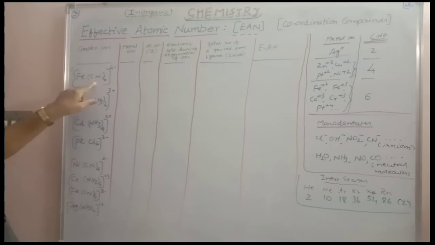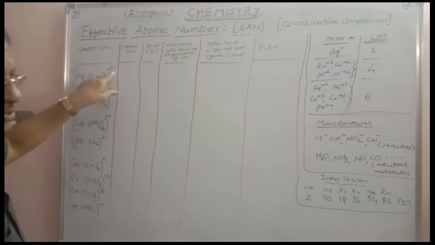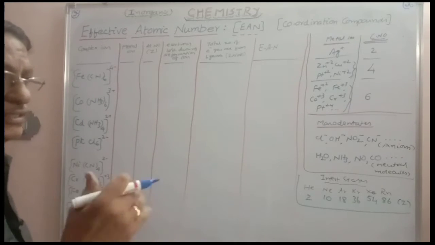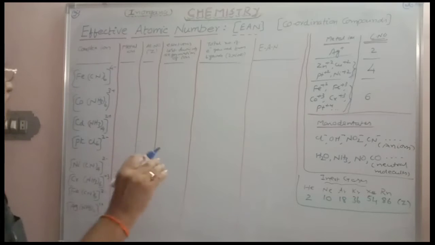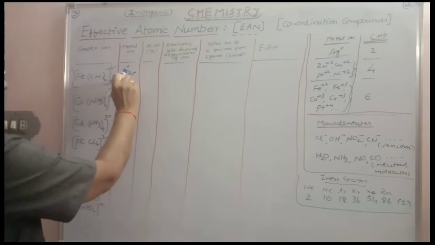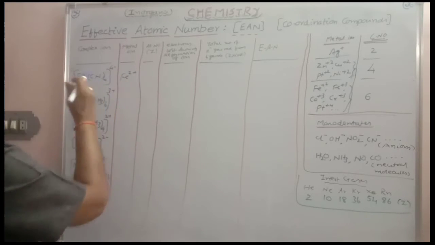Fe(CN)6 4 minus, hexacyanoferrate. Here you have to calculate the oxidation number of the metal ion. Suppose this is X, cyanide is minus 1. Minus 1 into 6 is minus 6. X minus 6 is equal to minus 4, and therefore X is equal to plus 2. In that way you must be in a position to calculate the metal ion charge. So here the metal ion is Fe plus 2.